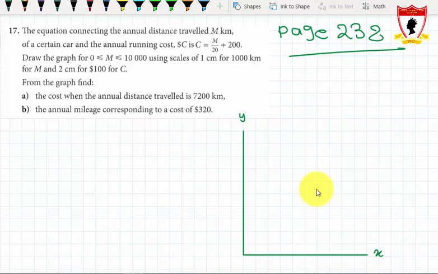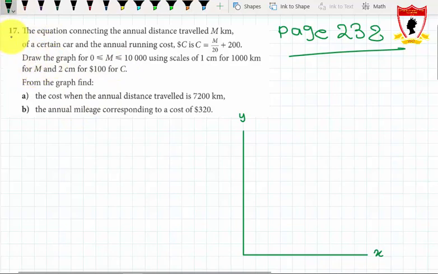This is Oxford Complete Mathematics Unit 7 and this is 7.1, which is about linear graphs. This lesson is the extension of the previous lesson. This is question 17, page 238. Let's get started. Firstly, we have something like a word problem.